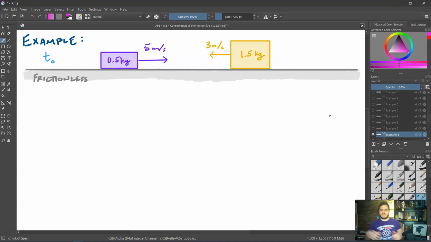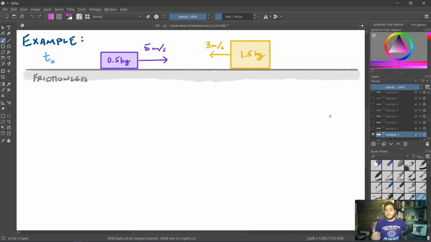Let's say we have some frictionless surface and we have two blocks sliding towards each other, one being 0.5 kilograms, one being 1.5 kilograms, and the block on the left is moving 5 meters per second to the right, and the block on the right is moving 3 meters per second to the left. So this is at some time t naught.